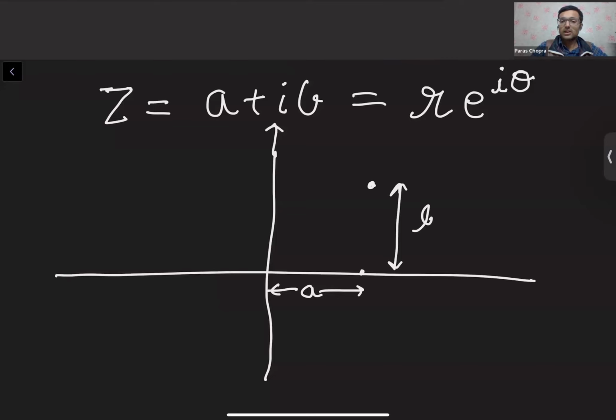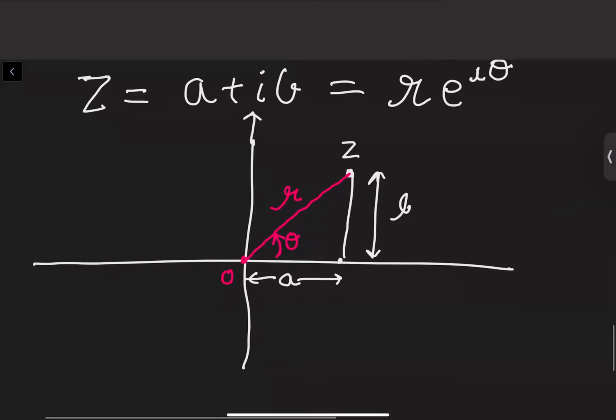Okay. Now the same complex number z can also be represented with the radial distance from the origin, which is r, and the angle from the x-axis, which is theta. Okay. So there are two ways of representing a complex number. One is using a and b, while the other is using r and theta. So if you know one of them, you can convert it into the other form.